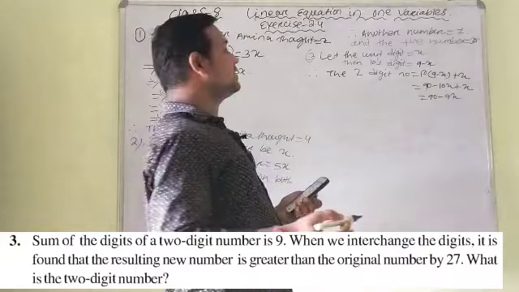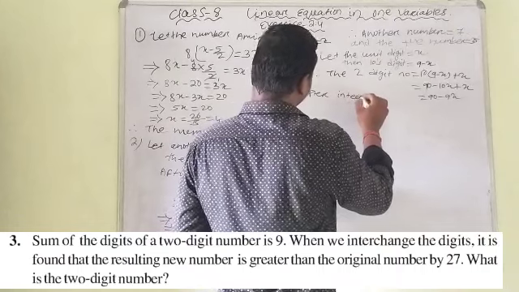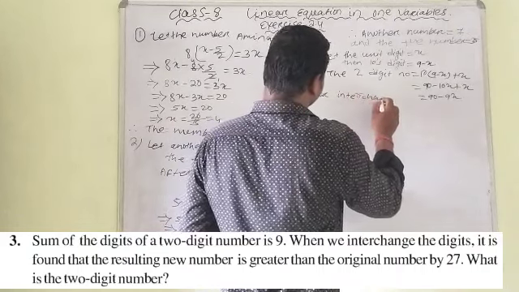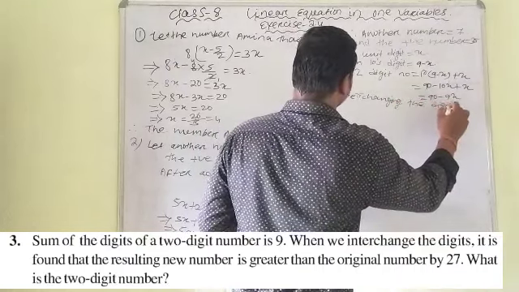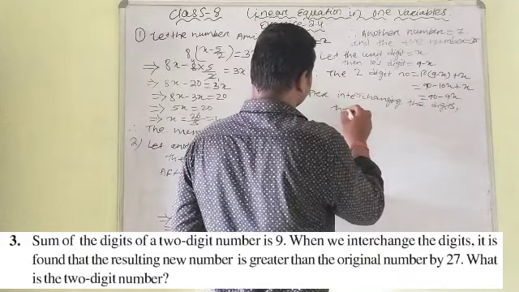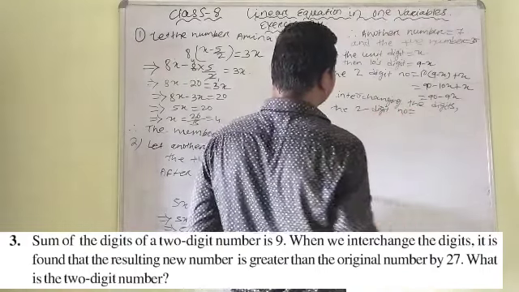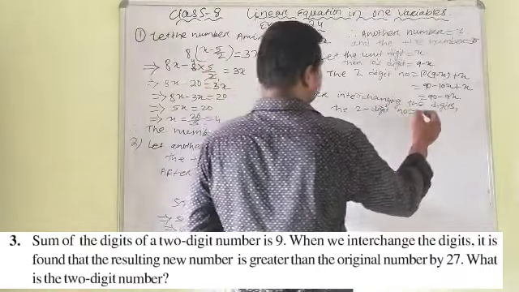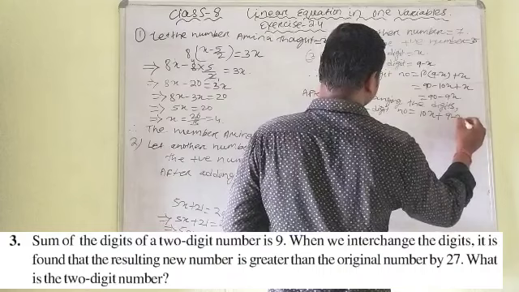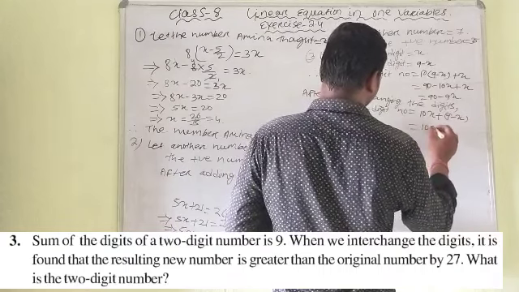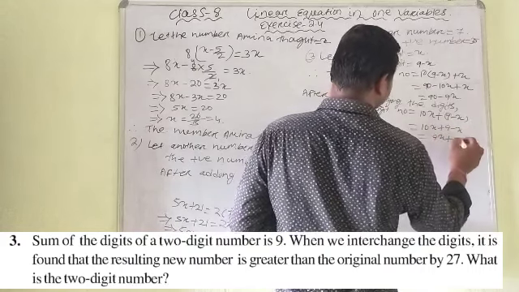Then we will interchange the digits. So we will write, after interchanging the digits, the two-digit number is equal to 10 into x plus 9 minus x. It will be 10x plus 9 minus x, that is 9x plus 9.